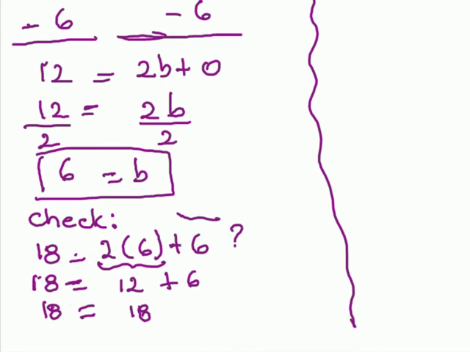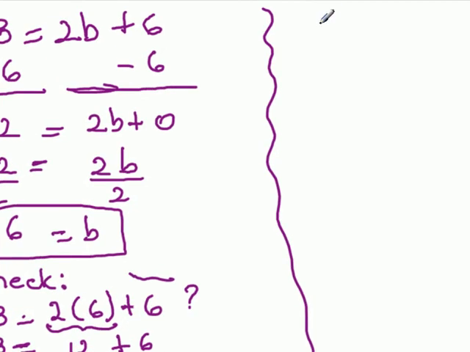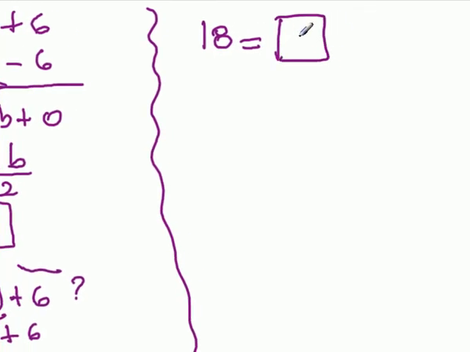Now, how about solving it visually? So we have the number 18. Is that going to equal 2 times b? In this case, we're going to represent the b with a box. So each box represents a b. And then add to that the quantity of 6.